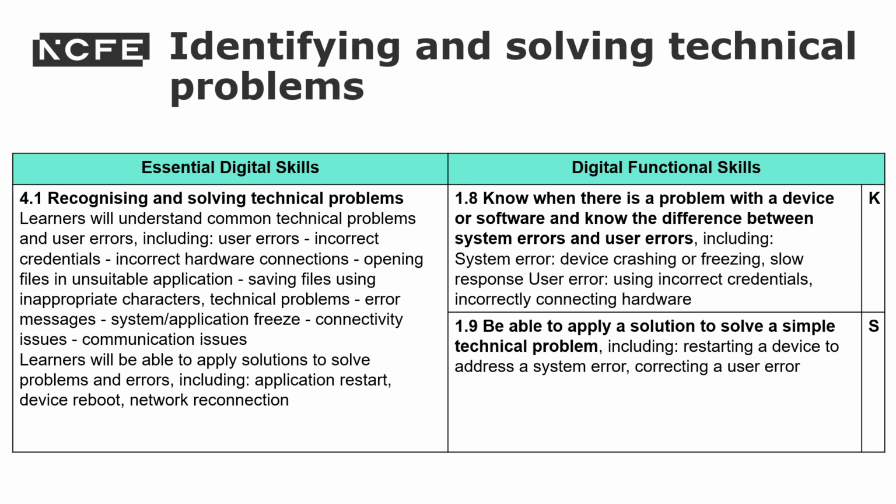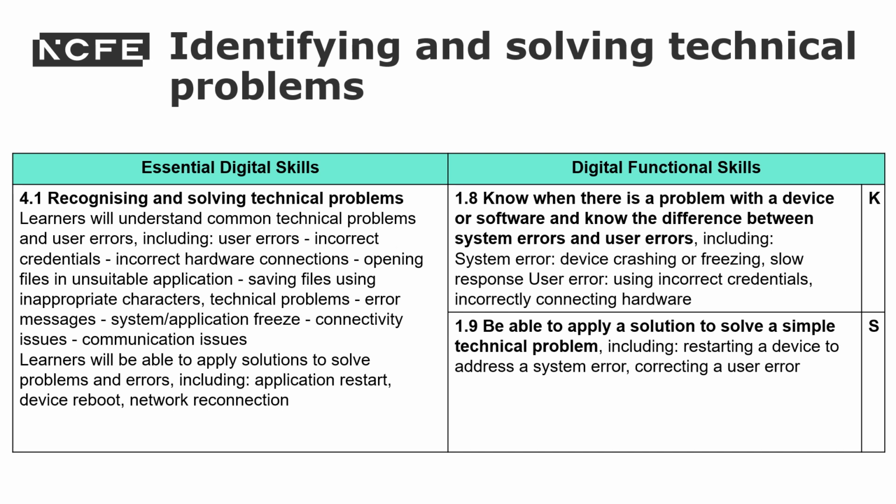With the content for identifying and solving technical problems, the content for both qualifications covers recognising and solving technical problems and the differences between user error and system error. The solutions that learners must be able to apply are fairly straightforward, such as restarting the device in both qualifications, restarting the application and checking the network connection in essential digital skills, and correcting a user error in digital functional skills.